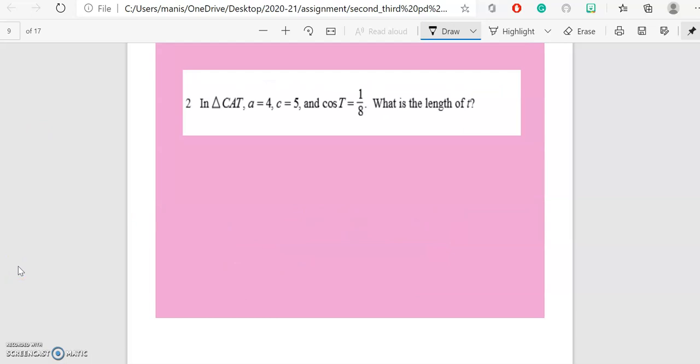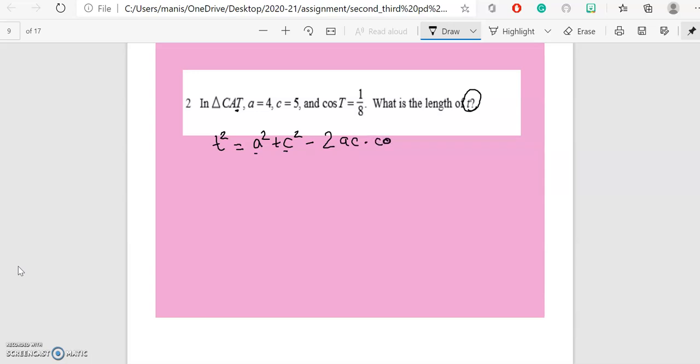In triangle CAT, lowercase a is 4, lowercase c is 5, and cosine of t is 1 over 8. What is the length of t? Now we know we have been learning formulas related with a square, b square, c square, but in this question we have been given a new letter called t, but nothing to worry about. They are asking from us the value of t square, so I'll write t square is equal to, what are my remaining two letters, a square plus c square minus 2. As I taught you earlier, you can make your own formula.